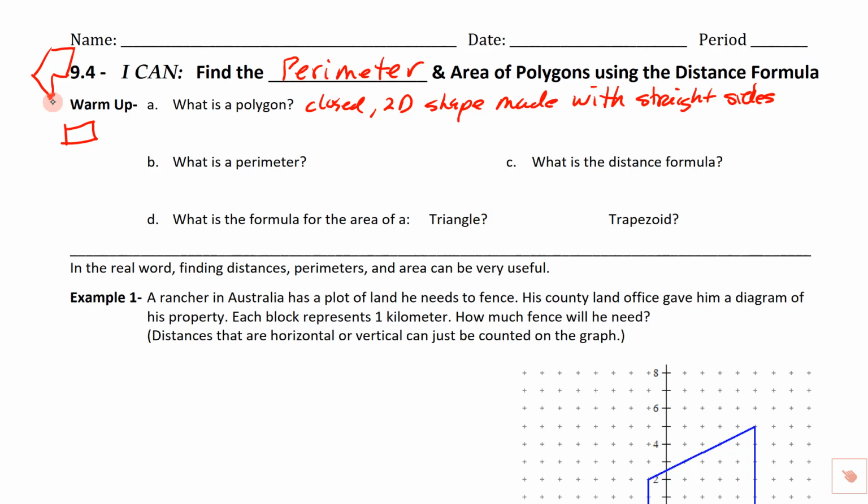And what is a perimeter? Well, a perimeter is the distance around the outside. So it's kind of like if you were to fence it off or run a string all the way along the outside. That's what it would be.